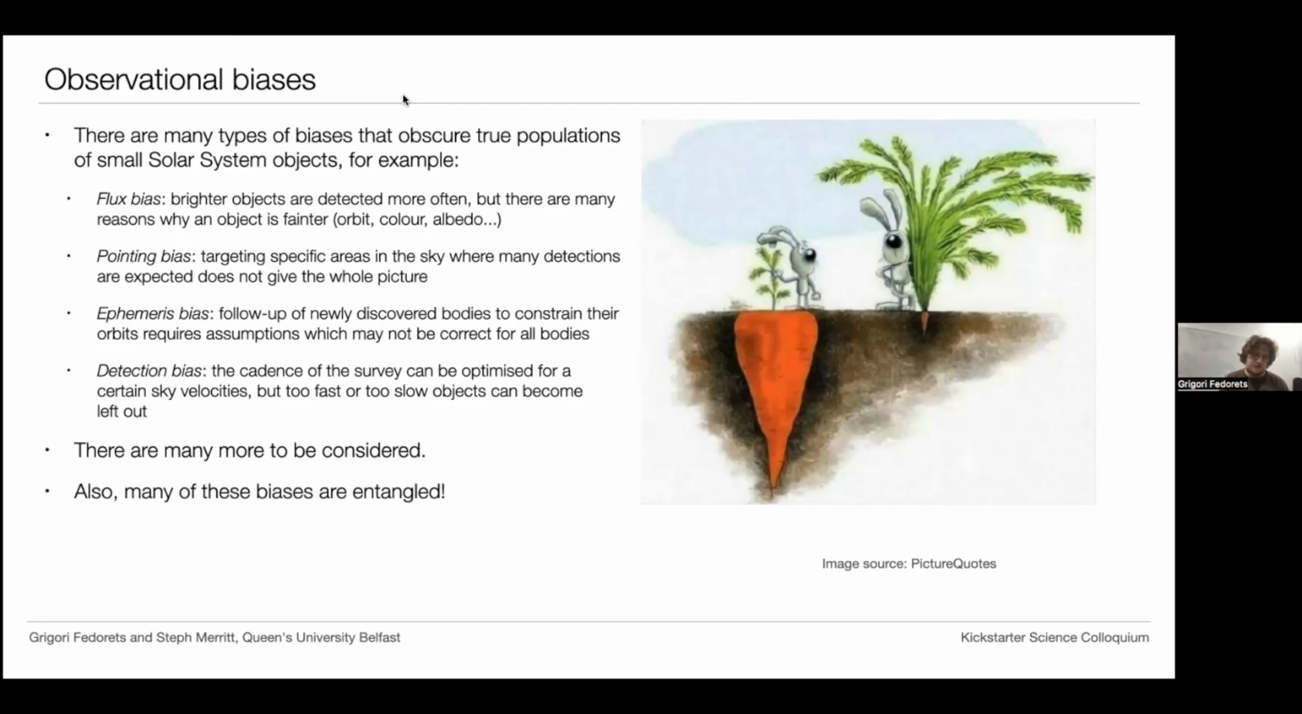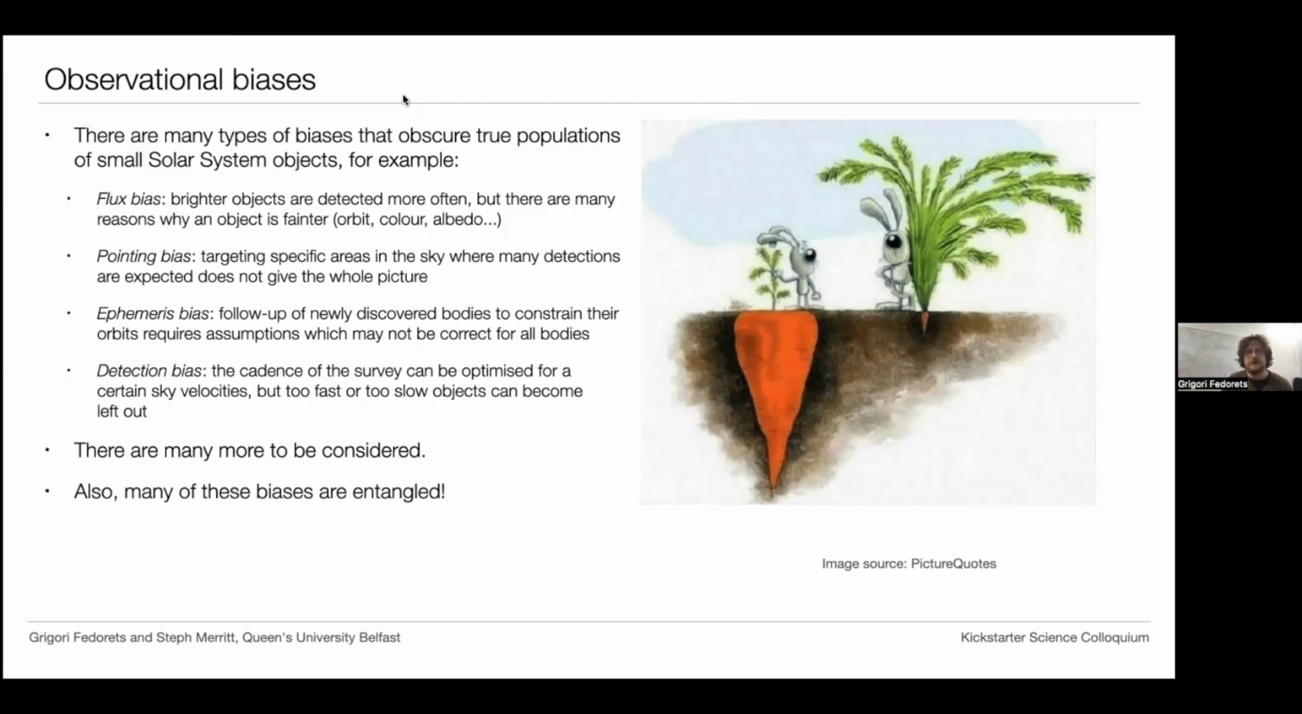In some surveys, some biases are more prominent than others. Just to give you an idea of what these biases may be, for example, the flux bias, when the brighter objects are detected more often, but we don't always know the reason why the object is brighter.